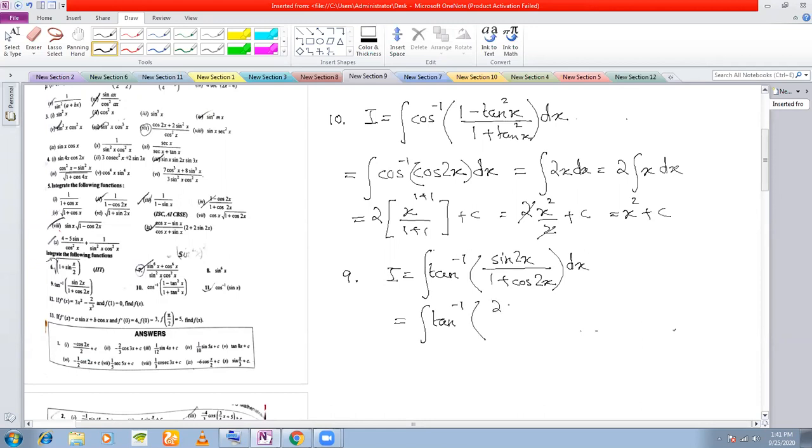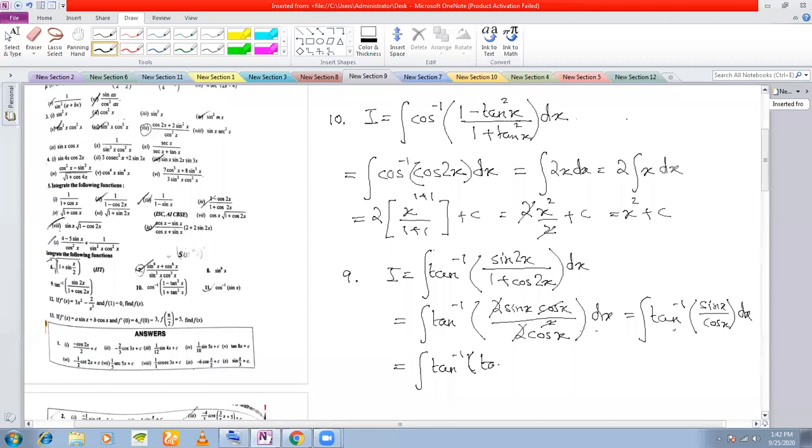Tan inverse, you write sine 2x as 2 sine x cos x, and 1 plus cos 2x is 2 cos square x. Now this 2 and this 2 will cancel. Cos and cos will cancel. So what are you getting? You're simply getting integration of tan inverse of sine x by cos x, which is tan x. So tan inverse tan x is how much? Tan inverse tan x is x.